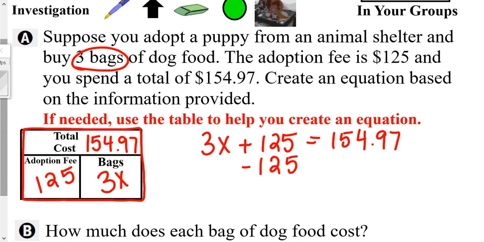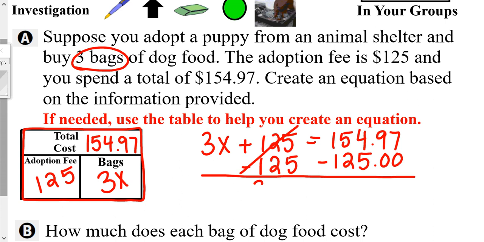Thinking back to the work that you've done previously with inverse operations, in the other problems, we're going to use subtraction in order to help us isolate that variable. This will cancel, and we are left with 3x equals $29.97.